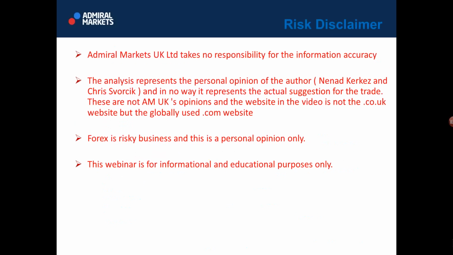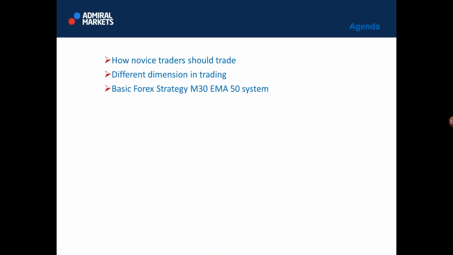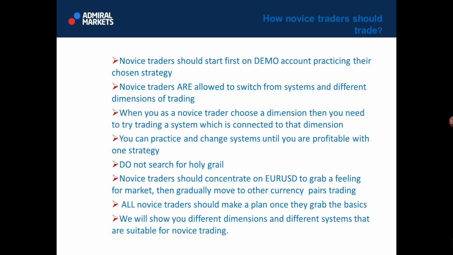With that said, of course, as always, basic strategies start with how novice traders should trade, different dimensions in trading, and the Basic Forex Strategy M30 EMA 50 system. That will be the case today. Novice traders should start first on a demo account, practicing their chosen strategy. The first thing novice traders need to know is what they are going to trade. When you, as a novice trader, choose a dimension, then you need to try trading a system which is connected to that particular dimension.